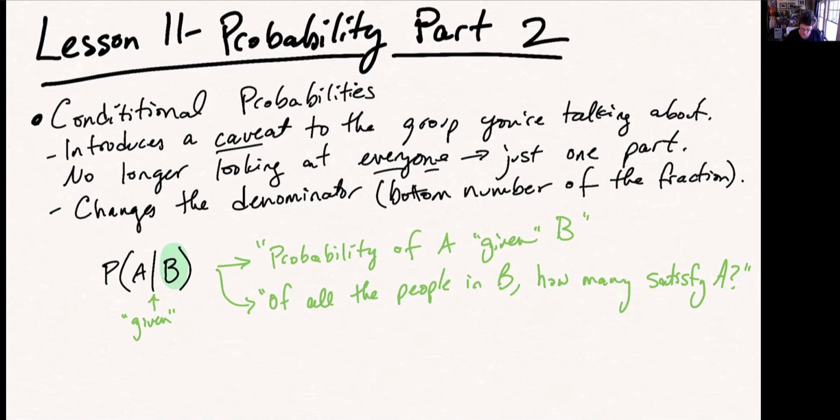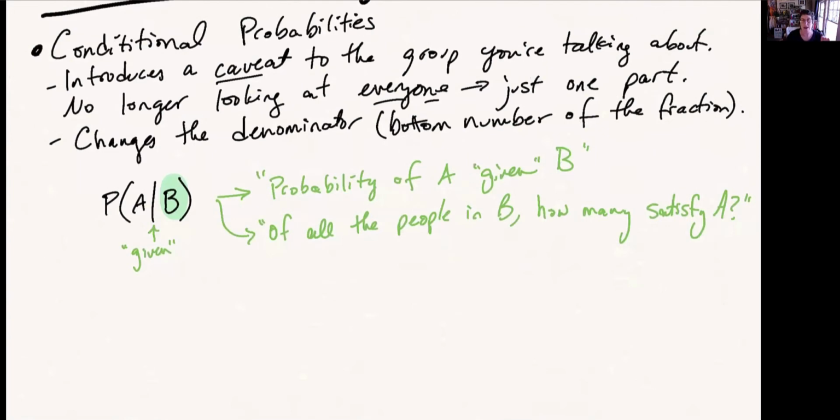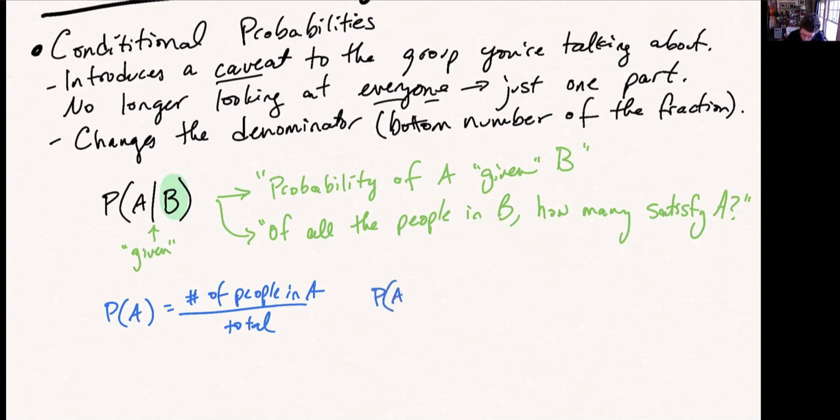So how do we figure it out? Remember how I said that the conditional probability is a caveat and it changes the denominator. If we were finding the probability of just A, that's going to be the number of people in A divided by the total. But this is different for the conditional probability because now we're not talking about everybody anymore. Probability of A given B: the new denominator is just the number of people in B.